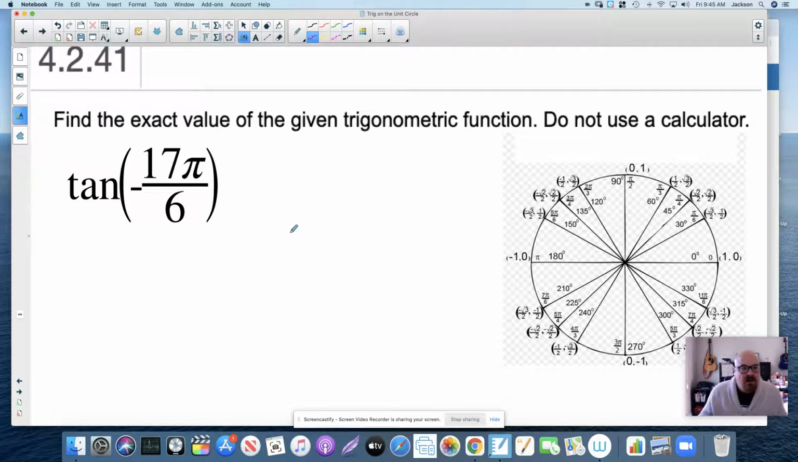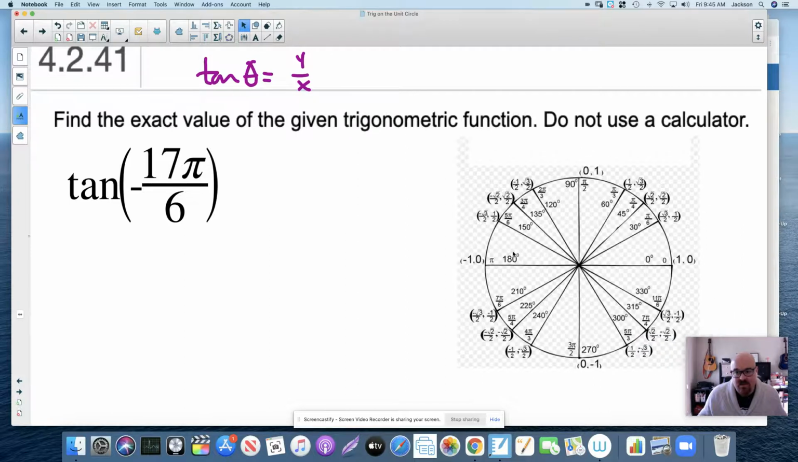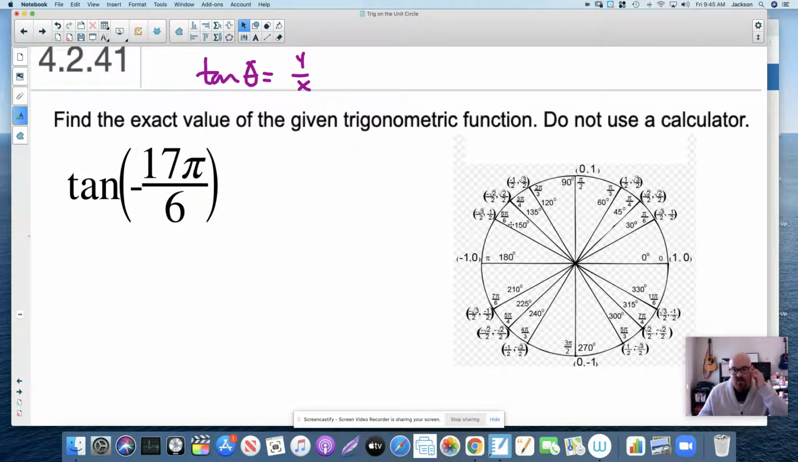All right. One final example of evaluating a trigonometric function with some really gritty looking angles. So we're going to do the tangent of negative 17 pi over 6. We know that to find the tangent of an angle, we take the y coordinate over the x coordinate. Negative 17 pi over 6, where is it? It's somewhere on this unit circle. It's just not labeled because it's coterminal with one of these.